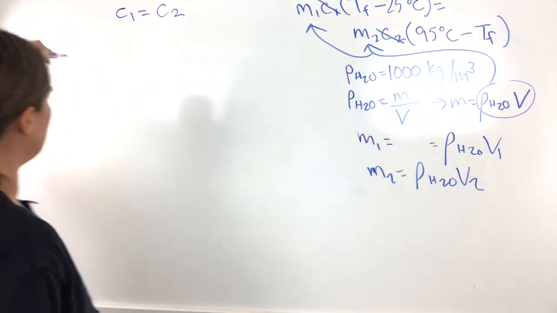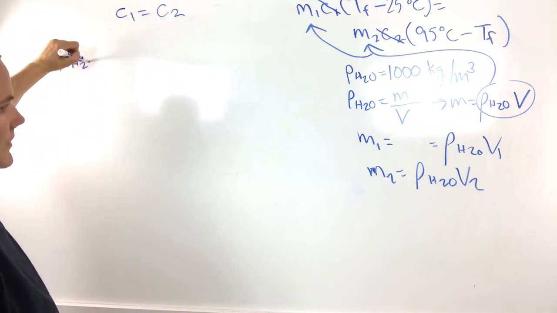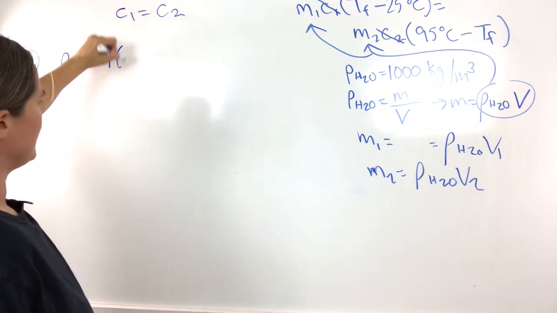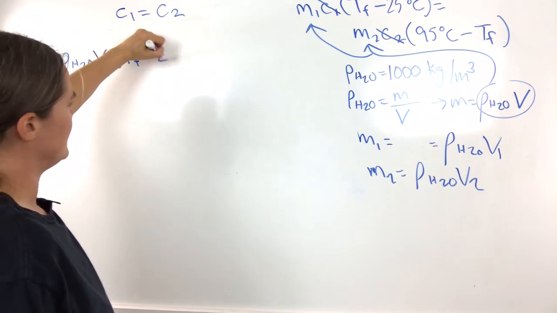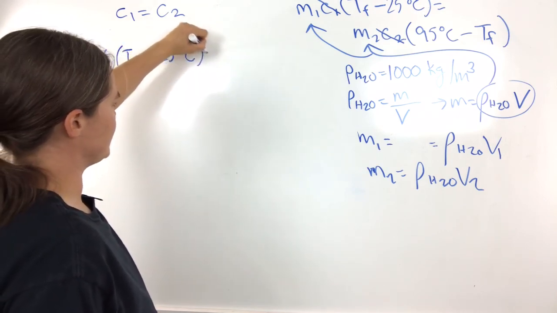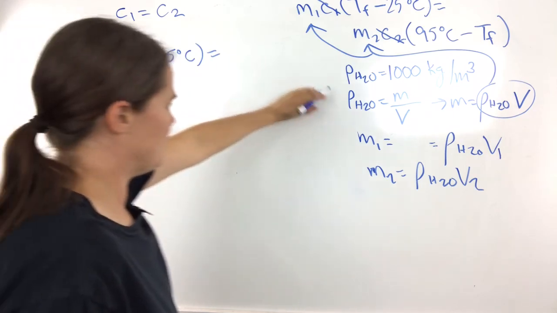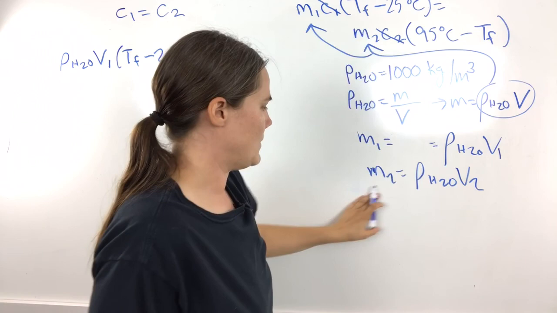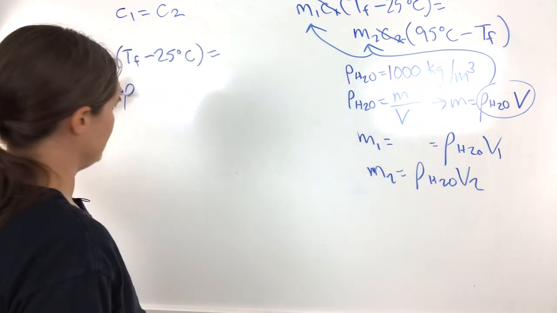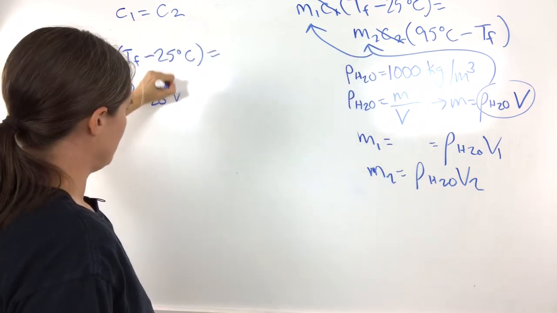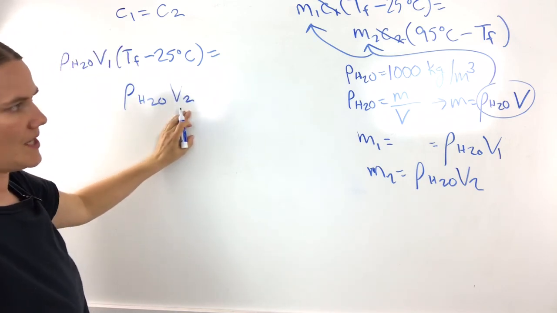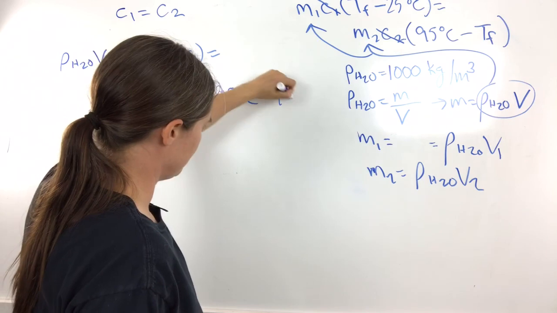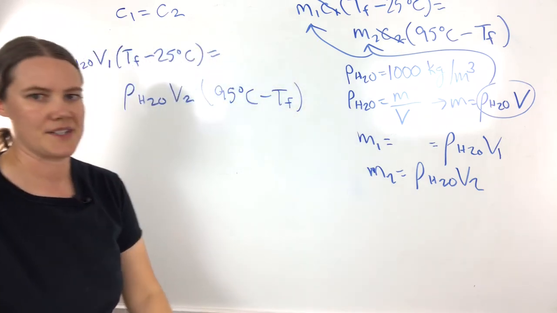So for mass 1, I have the density of the water multiplied by the volume, and then I have temperature final minus 25 degrees Celsius. This is equal to, and I'm going to put this in for the mass of the second one, the density of water multiplied by the volume of the second one, and this is multiplied by 95 degrees Celsius minus the final temperature.